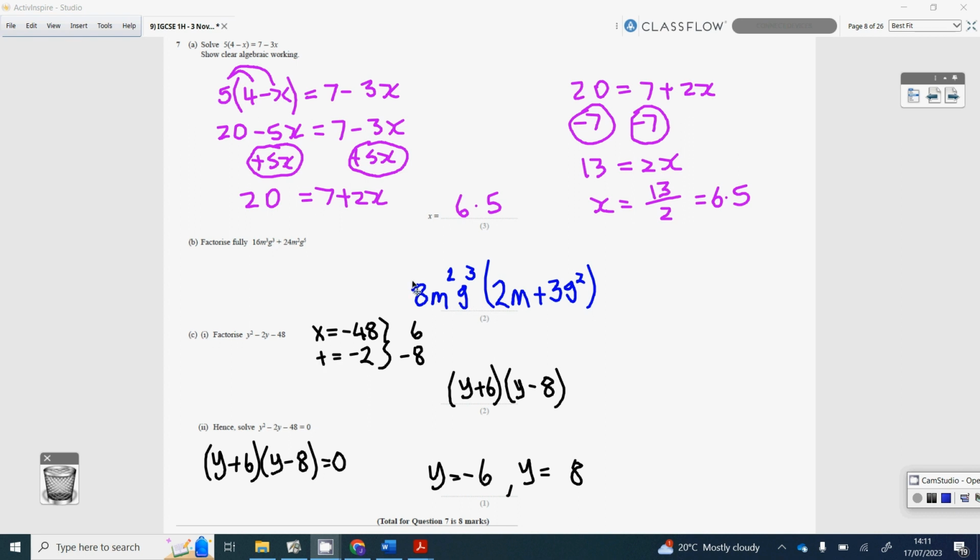Then moving on to the second term, well, we need a plus sign. And then 8 times what will give us 24? Well, that must be 3. We're all okay for the m squared. We've got m squared already. And g cubed times what will give us g to the power of 5? Well, we need a g squared. And close your bracket. And they're easy to check. Just work backwards. Check that this times this gives you this. And this times this gives you this.